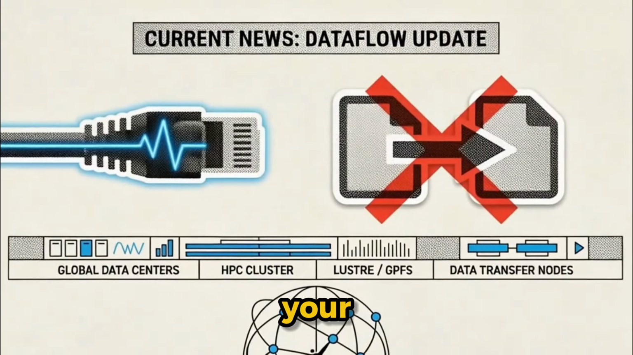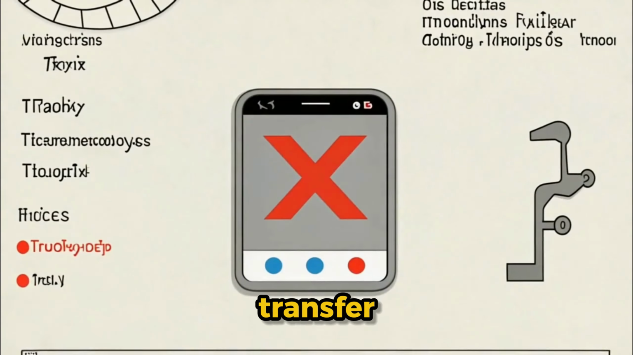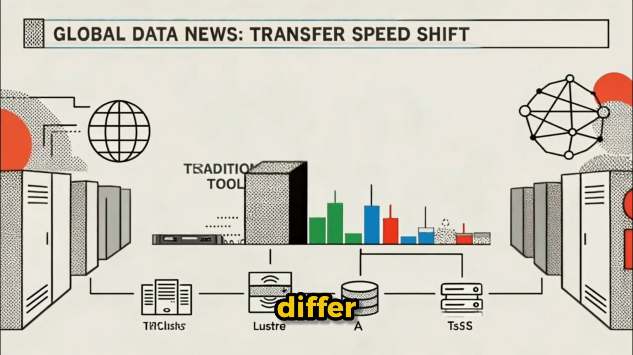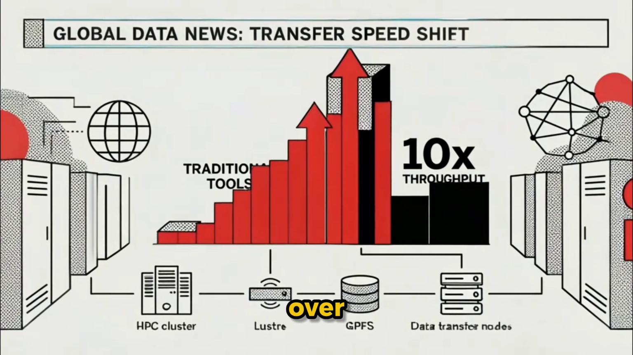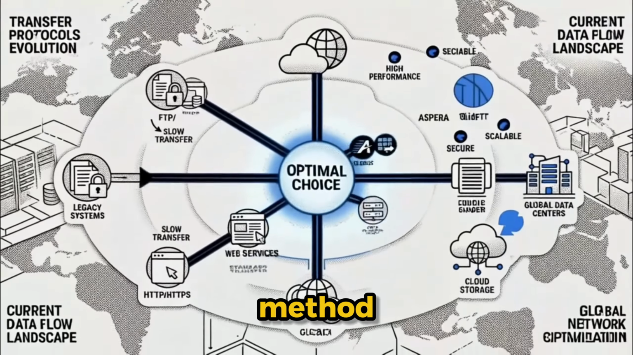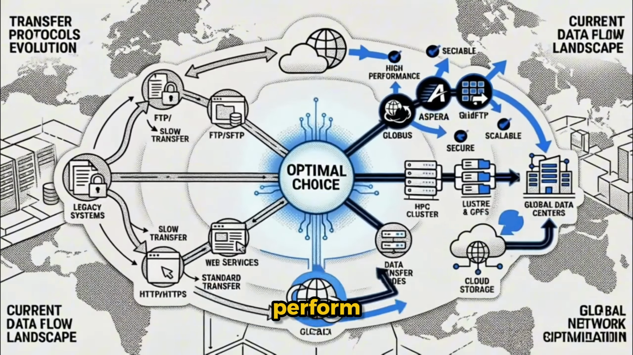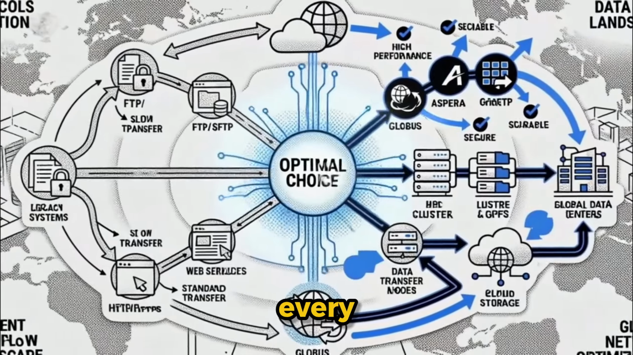The problem is not your network connection. The problem is the tool you chose. Different file transfer tools on HPC systems can differ by a factor of 10 or more in real-world throughput for identical data over identical connections. Today I am walking you through every method, explaining exactly why they perform differently, and giving you the decision framework to pick the right tool every time.